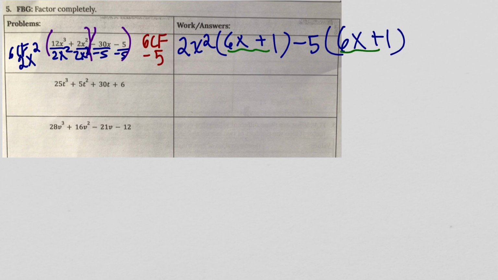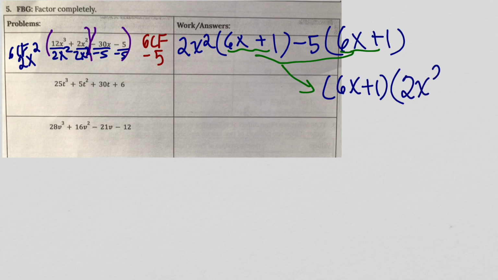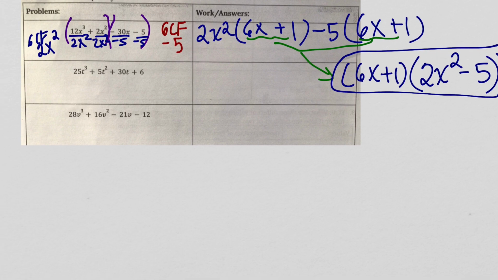So what's going to happen is I'm going to bring this out, and it's going to be 6x plus 1. This is what a lot of you forgot to do. So if I cover this up, I'm left with 2x squared on the left, minus 5 on the right. So there is my factored form by grouping.